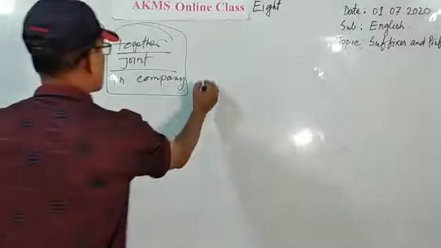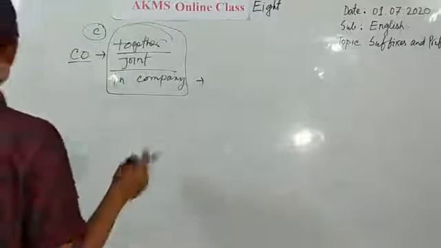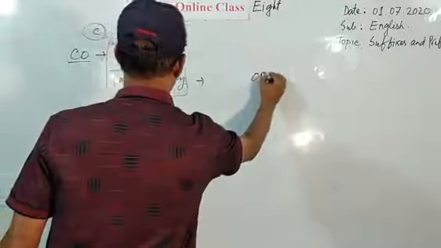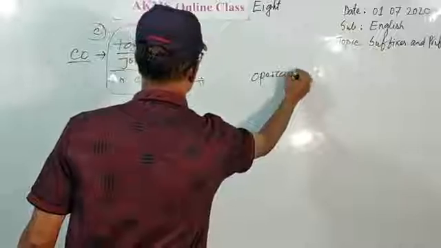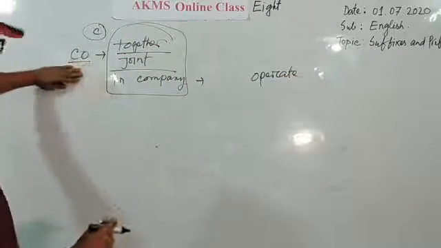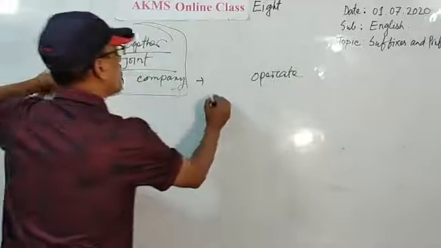How? Look at the board please. A root word is given for you. Operate. O-P-E-R-A-T-E. Operate. It is the root word. If I use CO, cooperate.